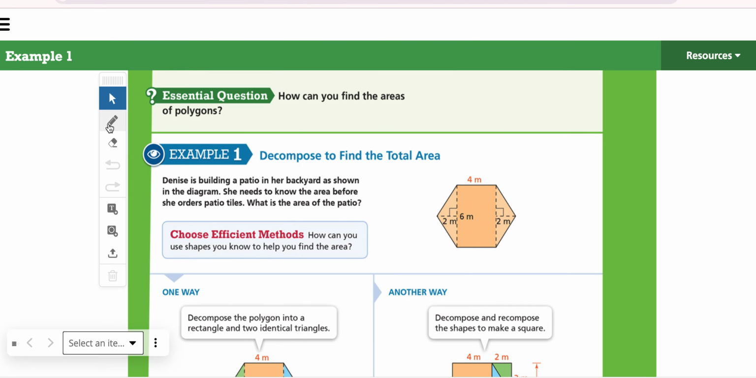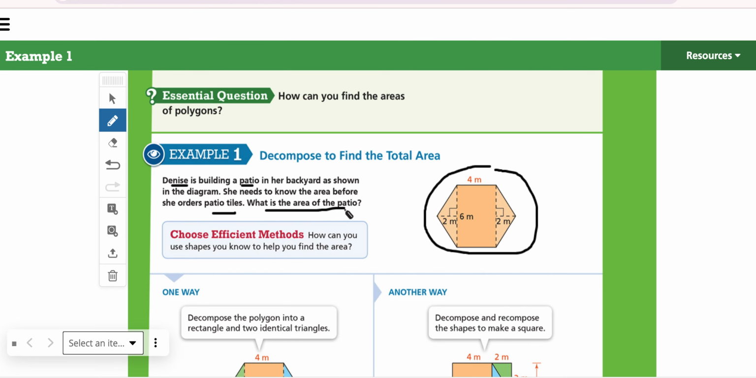Now on the next page we have example 1. And in example 1 we have this picture. Okay, and this picture is a patio. This patio is in the backyard of this house. Denise is building this patio in the backyard, and then she needs to know the area before she orders the tiles. Okay, so what is the area of the patio?